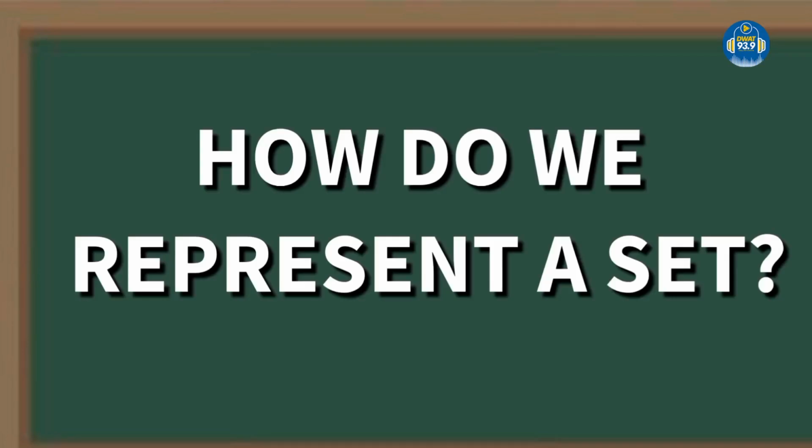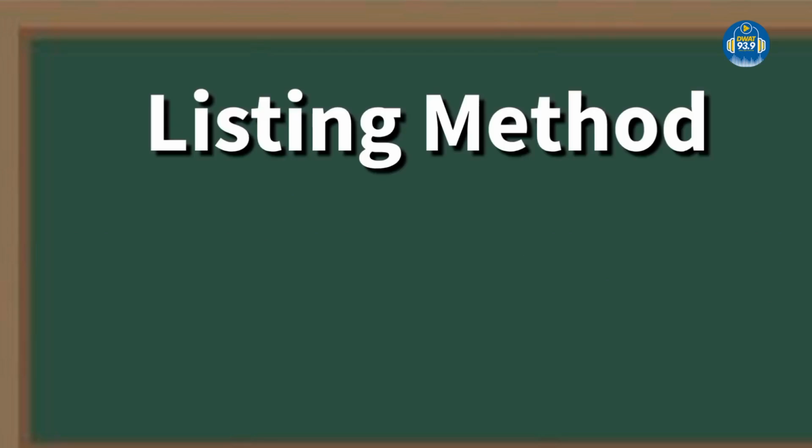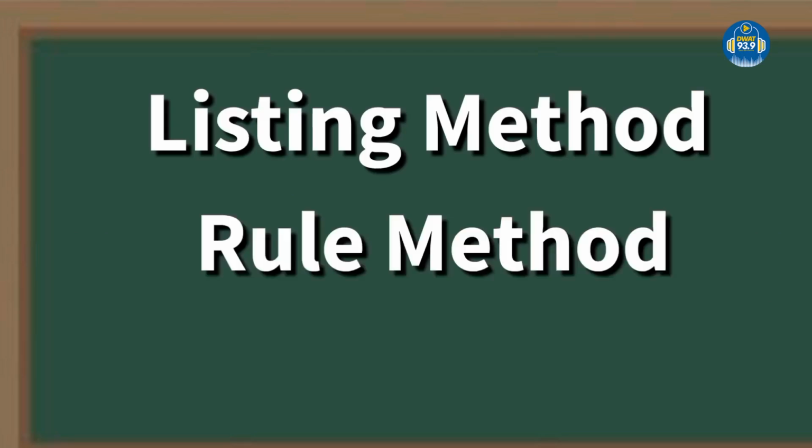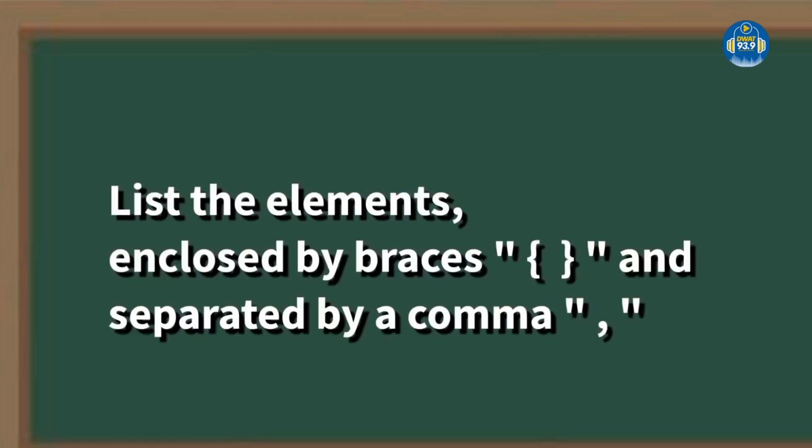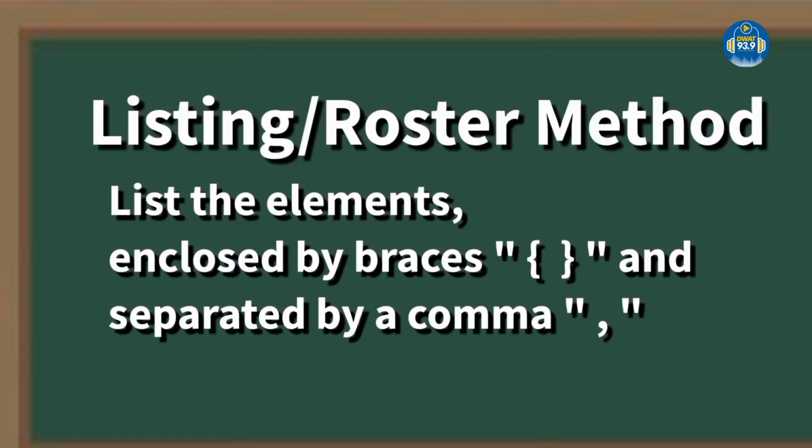How do we represent a set? We can have it using the listing method or the rule method. In the previous example, on the set of vowels, all we did was to list the elements of the vowels enclosed by braces and separated by a comma. This is the listing or roster method.